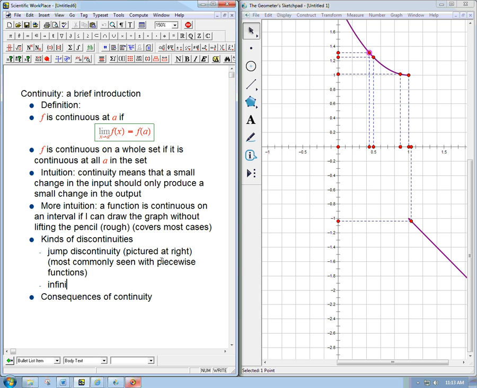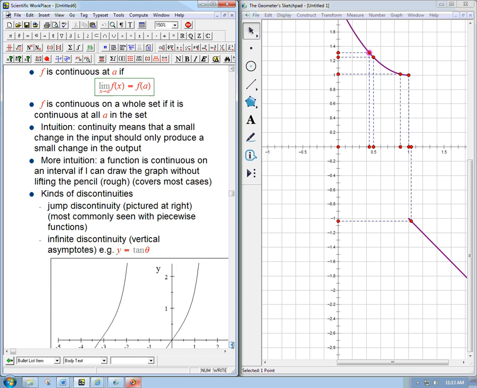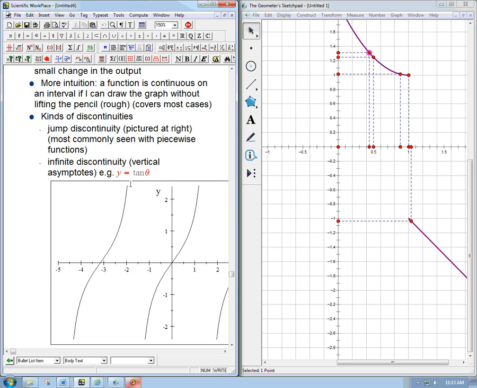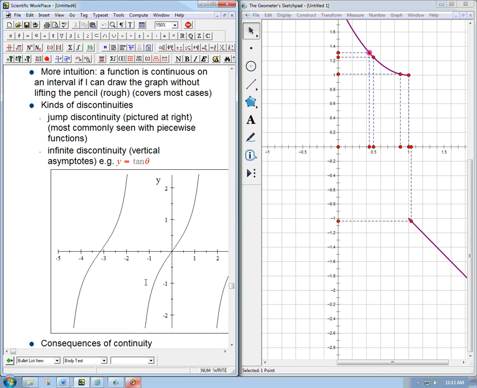In fact, it's rather hard not to have it have a jump. Infinite discontinuity. Those actually are the first ones we usually see. Those are vertical asymptotes. So, for example, the tangent function, y equals tan of theta. Let's bring up the graph of that real quick. That has these points where on one side of minus pi over 2, you're blowing up to plus infinity, and here blowing up to minus infinity. You definitely can't draw that without lifting your pencil. So that's a pretty big deal.